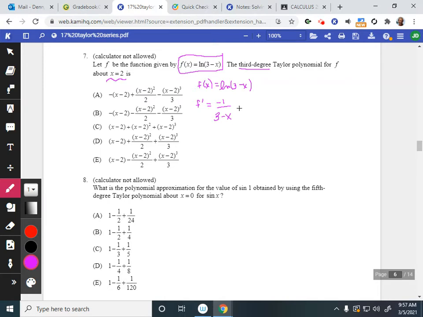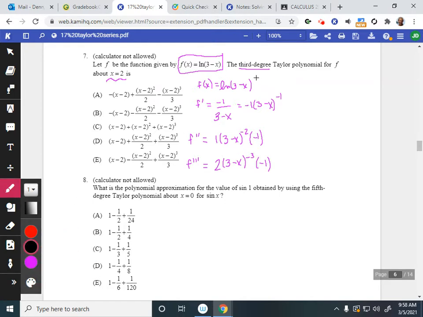All right, I want to take another derivative. I don't want to use quotient rule if I can avoid it. So I'm going to rewrite this as negative 1 times 3 minus x to the negative first. So now my second derivative will be 1 times 3 minus x to the negative second times negative 1. My third derivative will be, this negative 1's really out front, so I'm going to have now 2 times 3 minus x to the negative third times negative 1. So that's 3 derivatives. That's all I'll need to get a third degree polynomial.